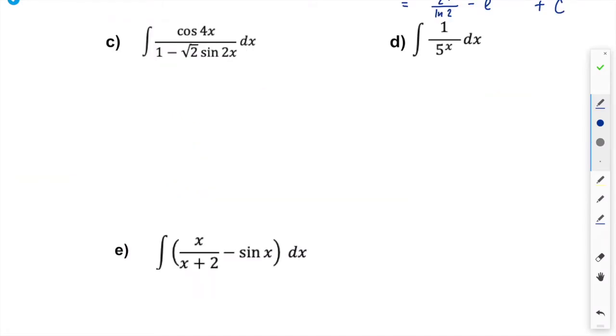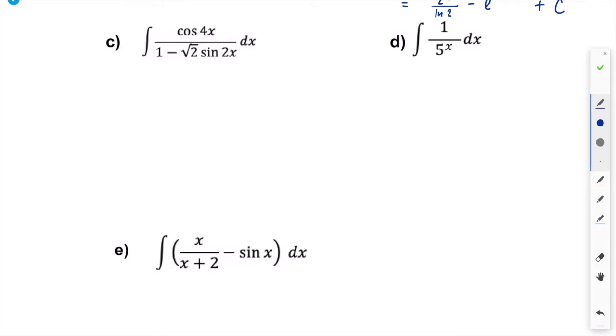Question C. Here we're trying to integrate cosine 4x over 1 minus square root of 2 sine 2x dx. If we try to follow what we did in part 1, is the derivative of the denominator the same as the numerator? The answer is no. What if you take the derivative of the numerator? Does it give you the denominator? I don't think so either, right? And also cos 4x, sine 2x. The angles don't really match.